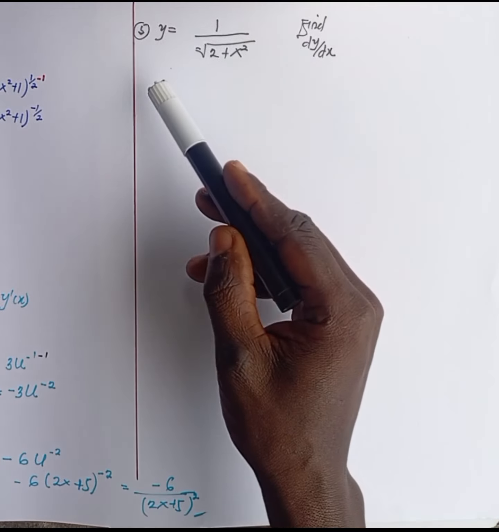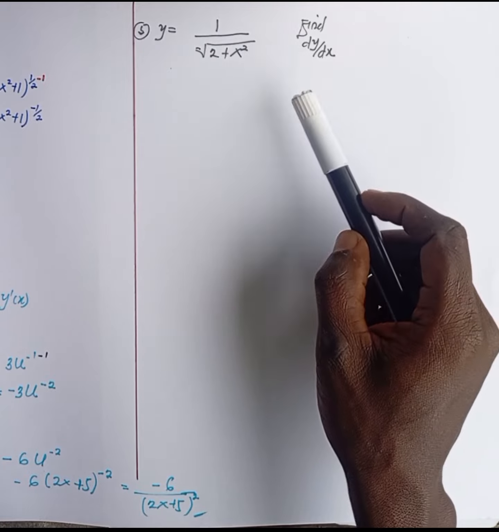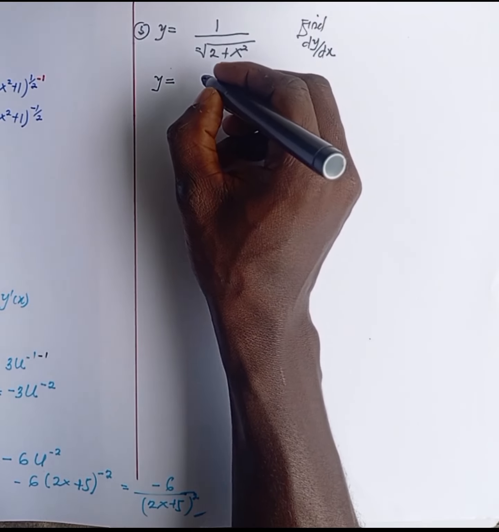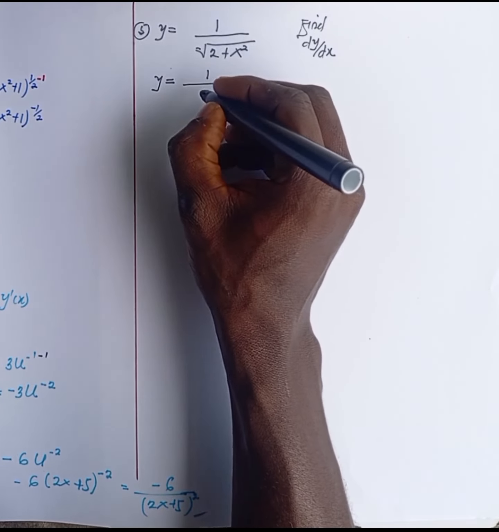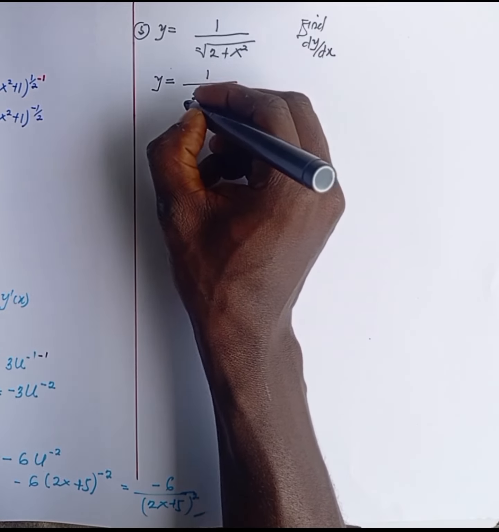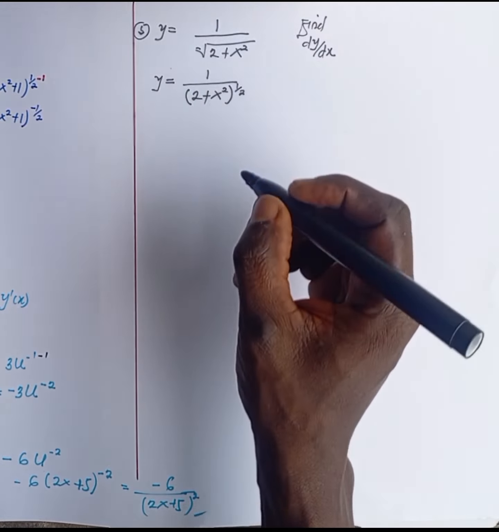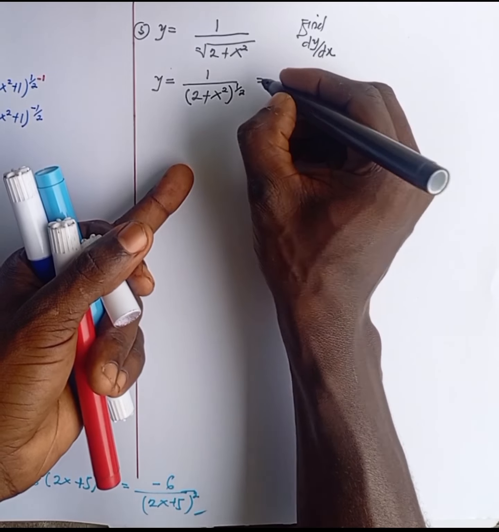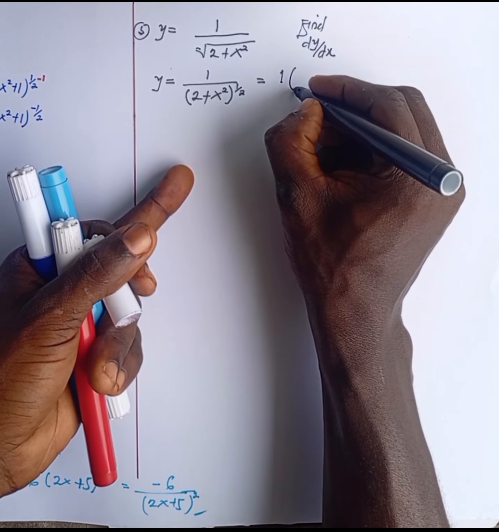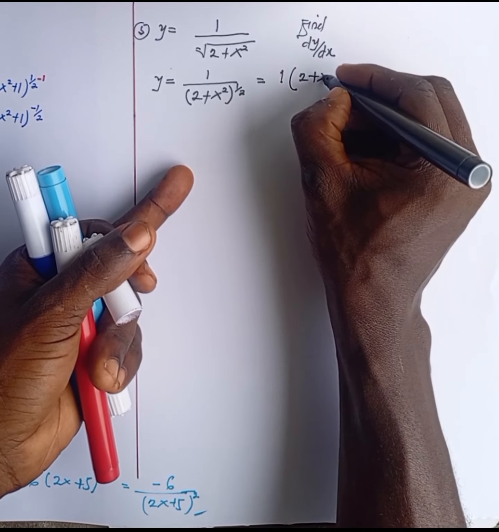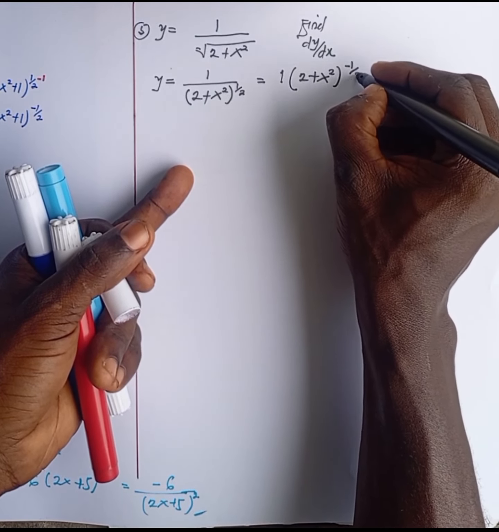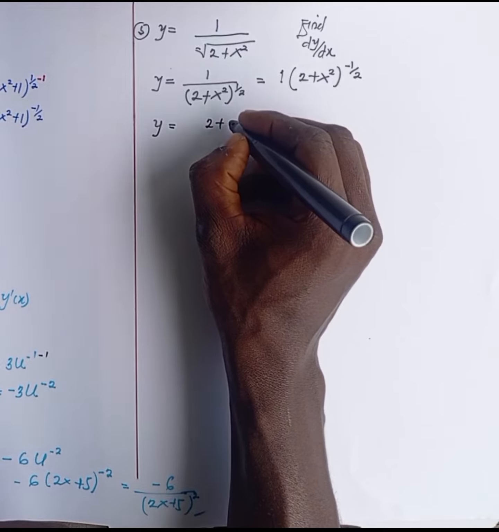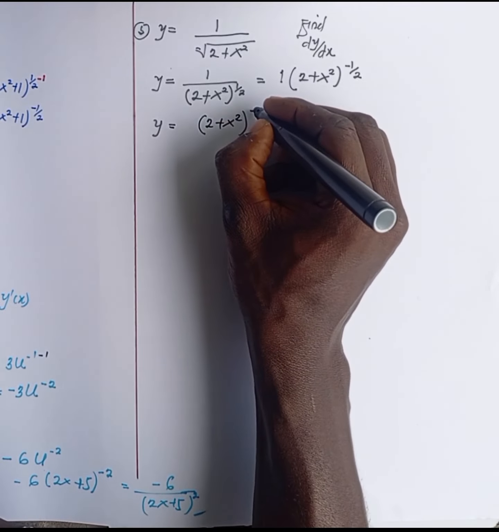So we have this example. We have to find the dy/dx, which is known as what? The derivative of the function. So we know that this function y can be written as 1 out of 2 plus x squared all raised to the power of half, because the radical sign, which is the square root, is the same as what? Half. And this can also be written as what? 1 out in an index form. So we have 2 plus x squared raised to the power negative half. Good.